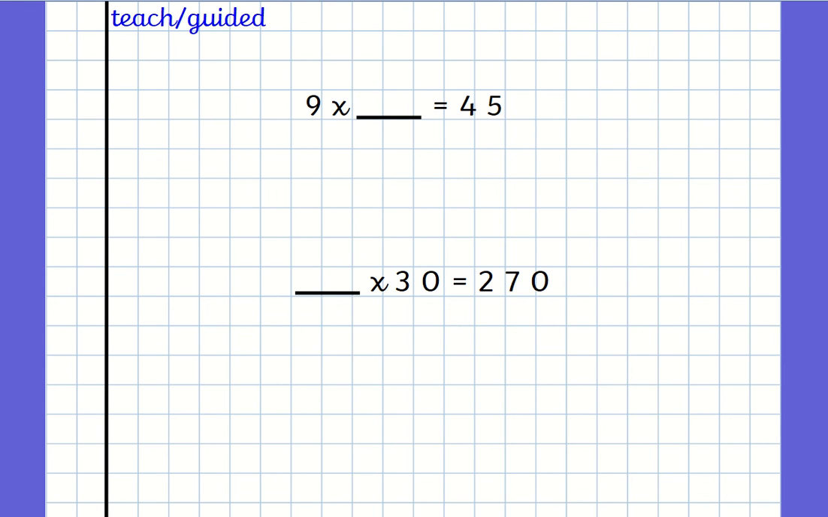Okay, welcome back, and well done if you spotted that 9 multiplied by 5 equals 45, because there are 9 lots of 5 in 45. And well done if you spotted that 30 times 9 equals 270, because we're talking scaling again, aren't we?